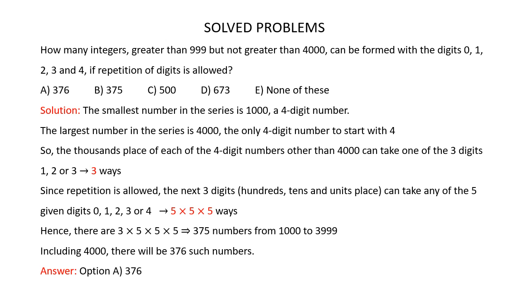So there are 3 multiplied by 5 multiplied by 5 multiplied by 5, which is 375 numbers from 1000 to 3999. Now including 4000, there will be 376 numbers. So 376 numbers greater than 999 but not greater than 4000 can be formed with the digits 0, 1, 2, 3 and 4 if repetition of digits is allowed. So the correct answer is option A, 376.